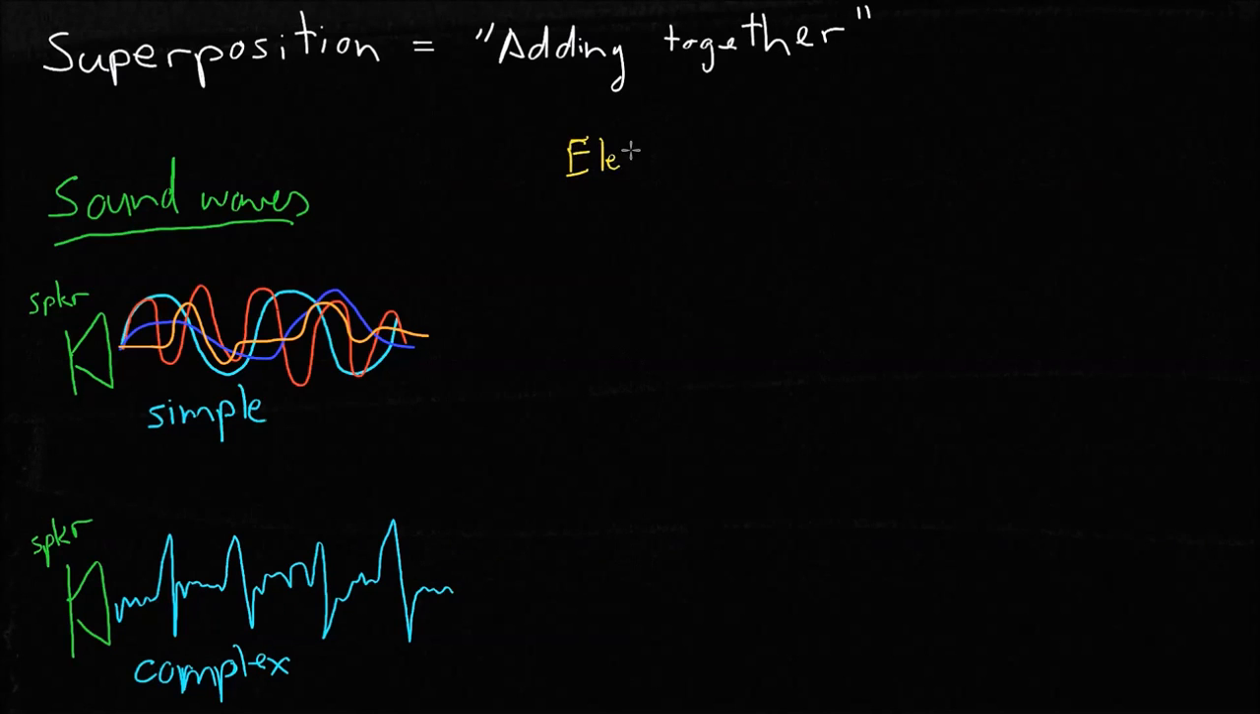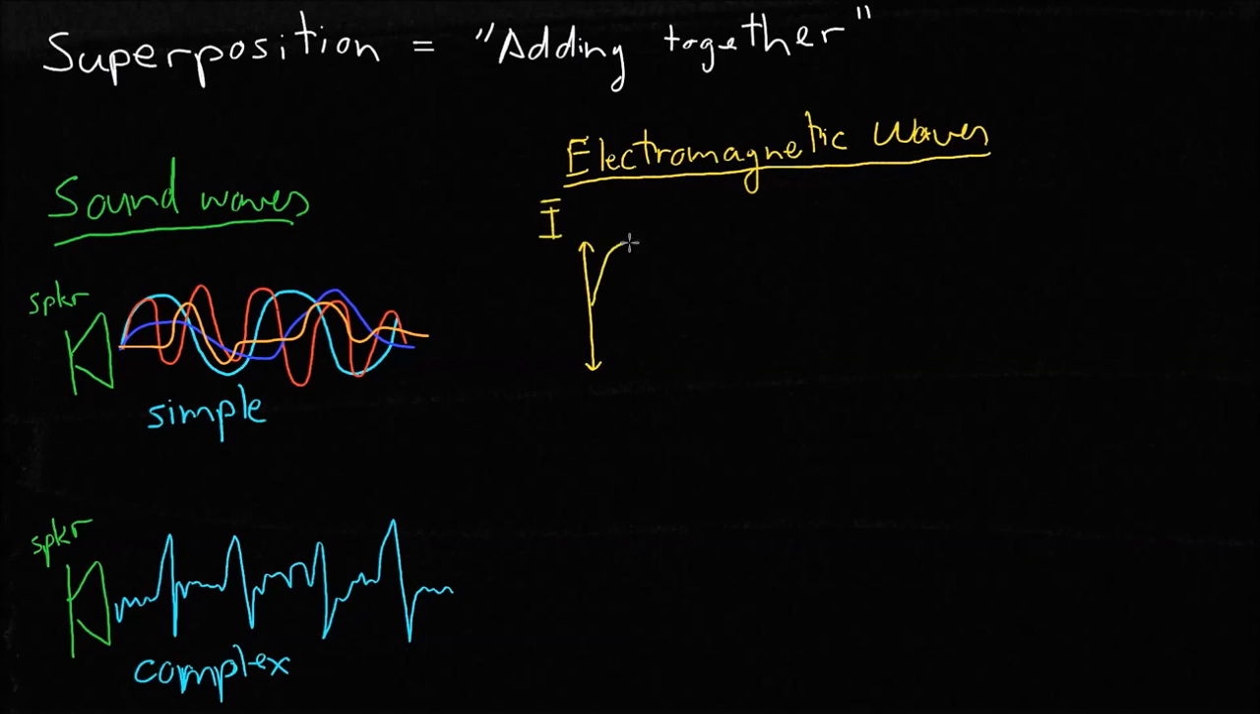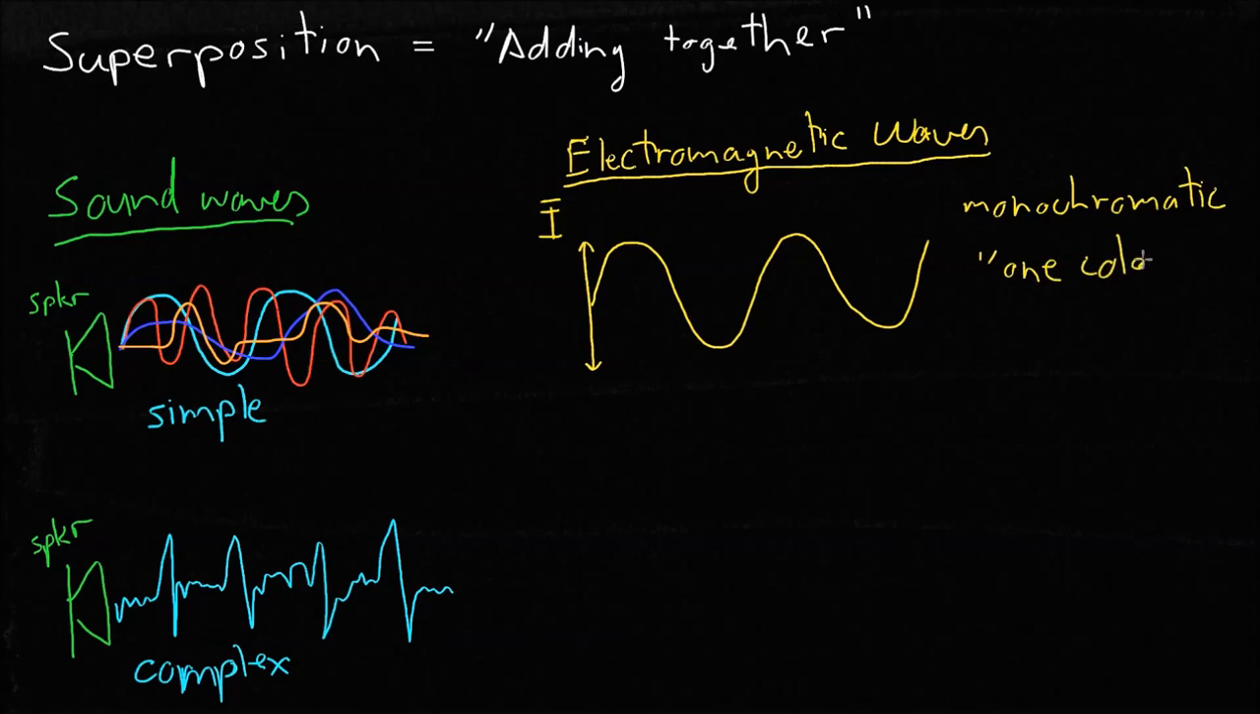The same thing happens when we add electromagnetic waves together, when we add light of different colors together. So if we start with our wire and the current running through it, and we get our simple sine wave, we call that a monochromatic wave, which means one color, and that's just like having our simple sound wave. And in that monochromatic wave, we've got our electric field and our magnetic field at right angles to each other, and they are all simple sine waves.